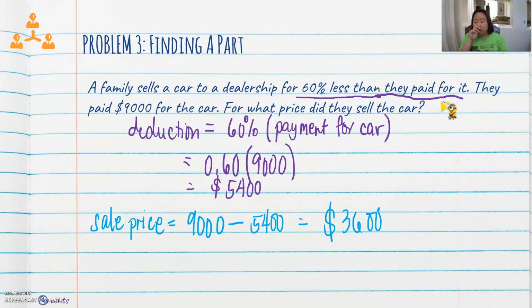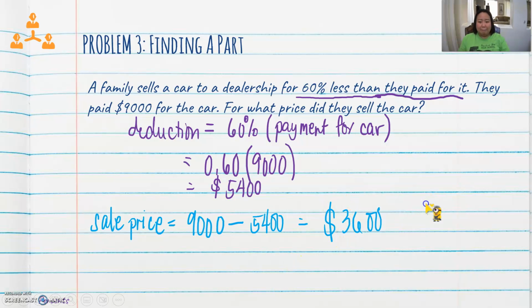Now, the original price is $9,000. So that's what the family paid for the car when they bought it. So 60% less than that. So we need to find how much is that amount that is less than the original payment. So 0.6 times 9,000 will be 5,400. And so when they sold their car that they originally bought for $9,000, they just sold it for 3,600.